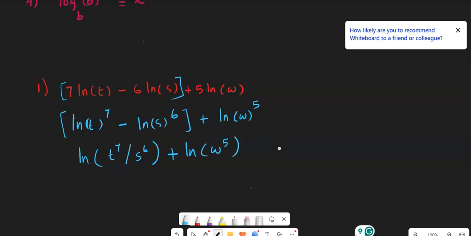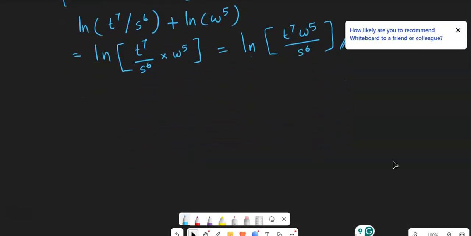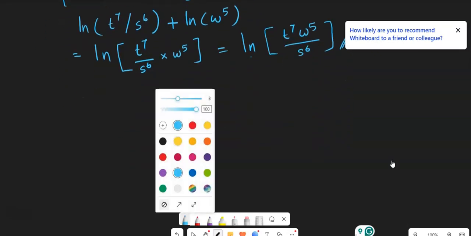And now we can apply again the rule of logarithm. This is log a plus log b format, so you can simplify that as log a times b. So that will be ln of t to the power 7 by s to the power 6 times w to the power 5. For the beauty of the answer, just write this as ln of w to the power 5 and t to the power 7, both are in the numerator. So this will be t to the power 7 w to the power 5 divided by s to the power 6. So this is the answer for the first problem.